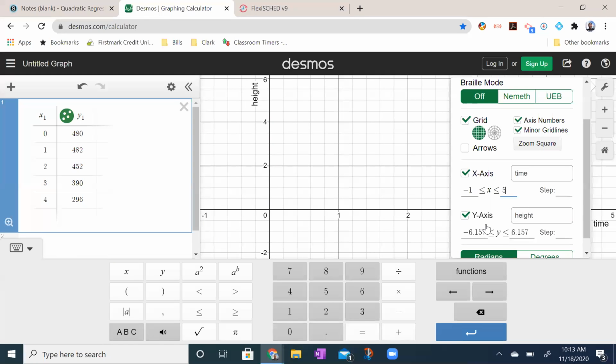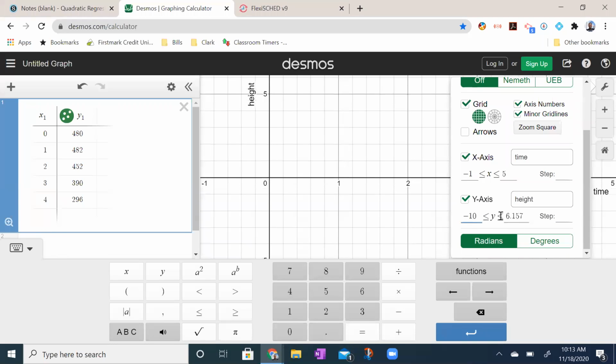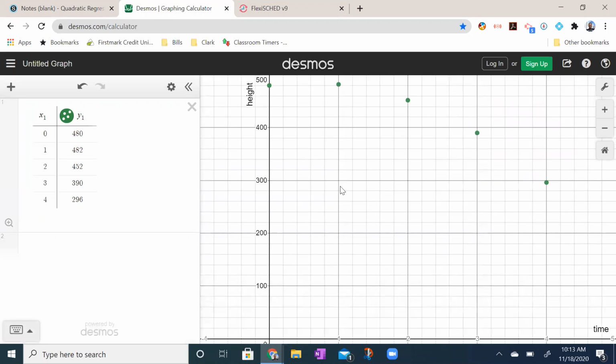And then for my y-axis, we're starting at 480 feet high. So when you think about our minimum, our less than part, let's think of sea level. So when he hits the water, that's going to be 0. So let's do -10 again. And then my height for my y-axis, we'll say 500, just because we're pretty close to it. All right, and then boom, there's my points.